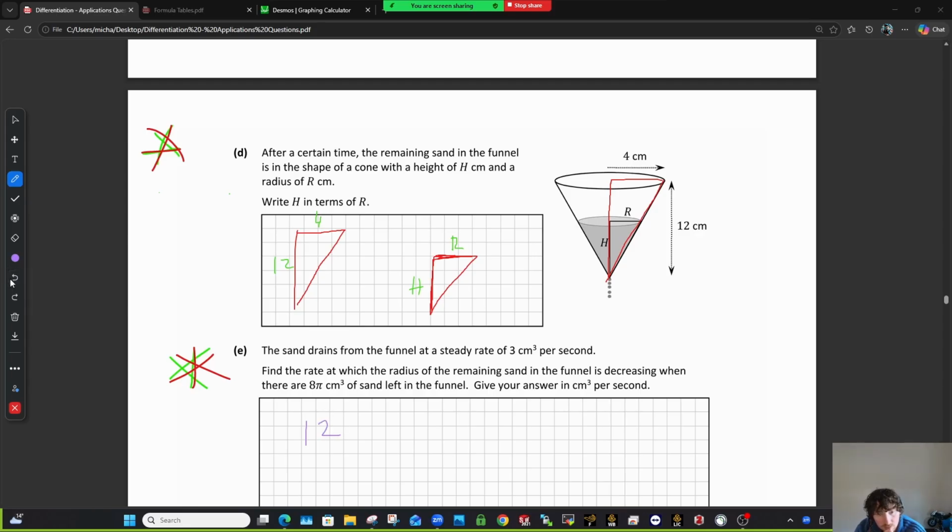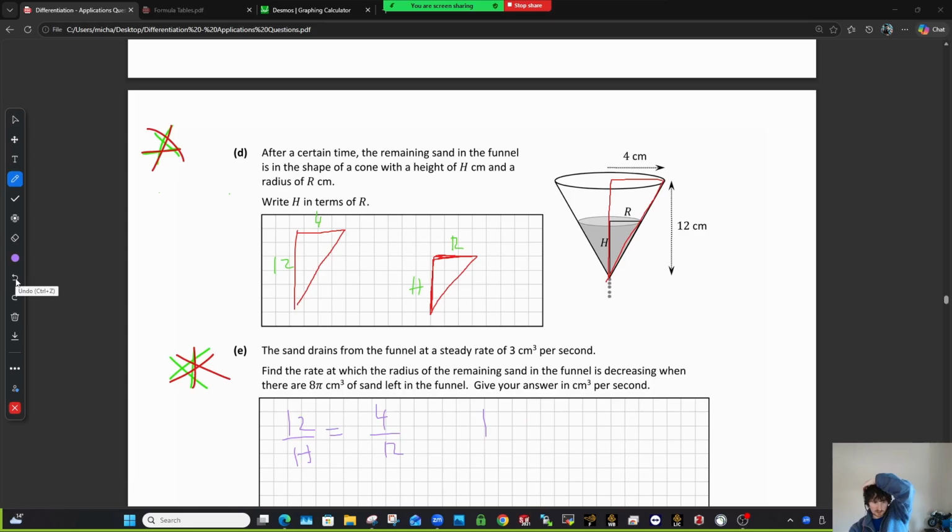Let me get the correct way to write this ratio. That'll be useful because we want H in terms of R. So it's the ratio of the big triangle side to the small triangle side, 12 over H, equal to this side on the big triangle over its smaller side. So that's 4 over R, like such.